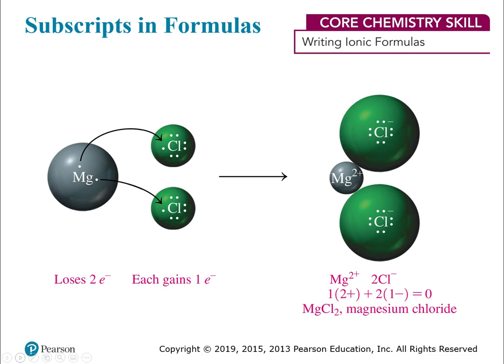Let's do another one that's a little bit more complex. This time we're starting with magnesium. Magnesium is in group 2A. So it's got two valence electrons. We still have chlorine, which is still in group 7A, and it has seven valence electrons.